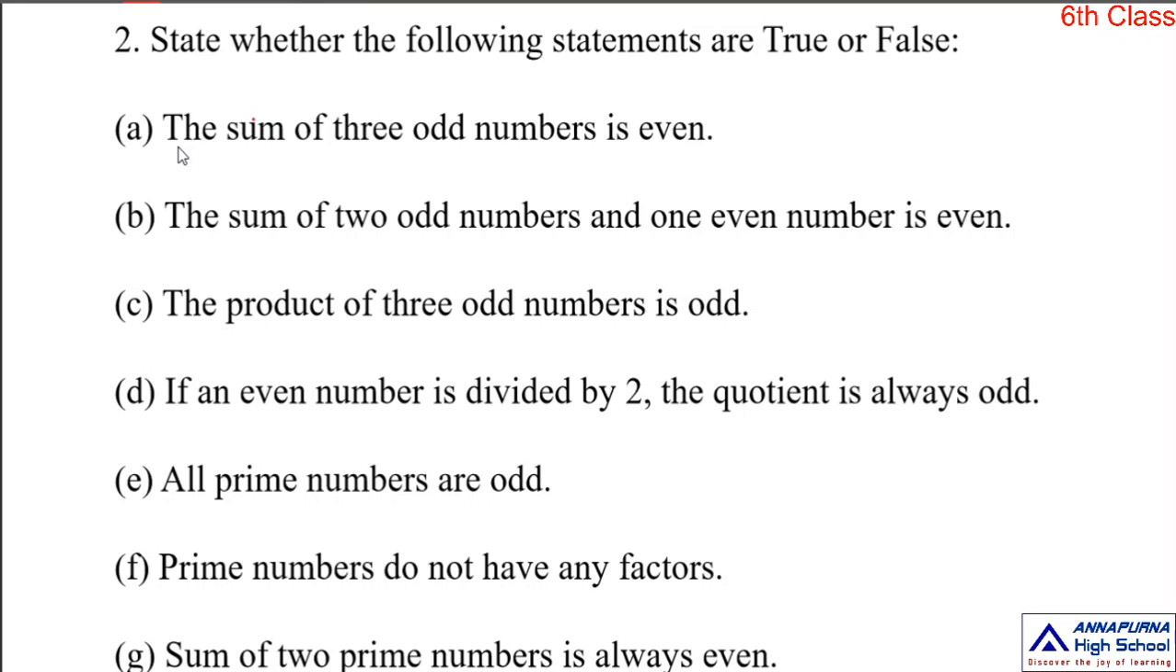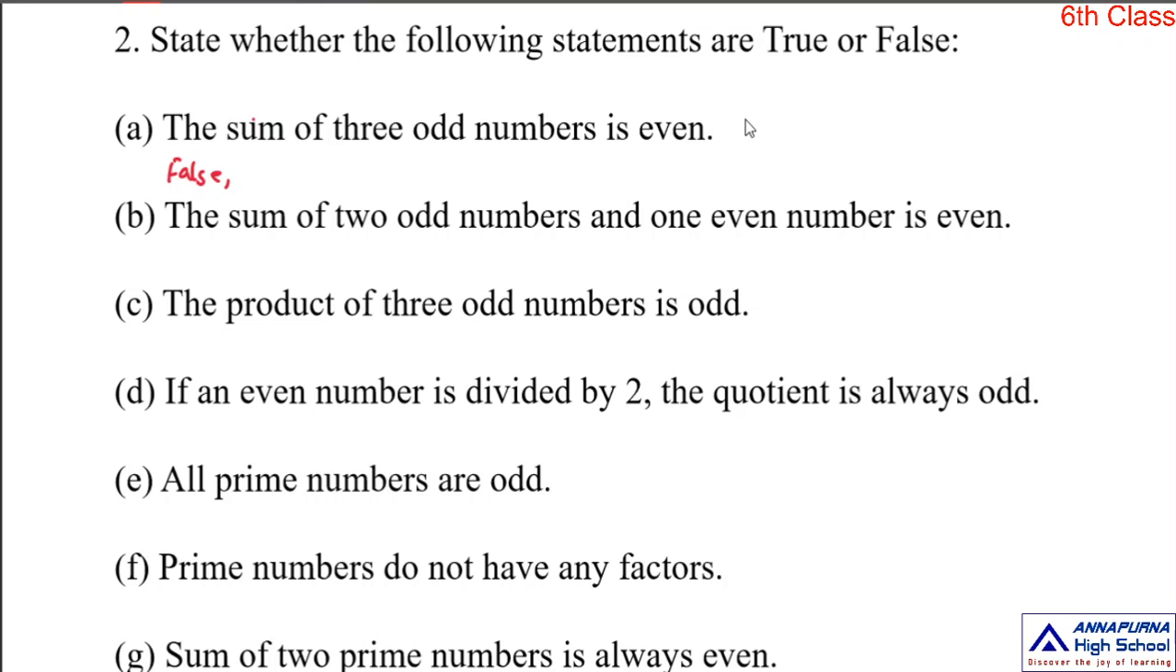First one: the sum of three odd numbers is even. Is it true or false? The statement is false. Why? Because the sum of three odd numbers is always odd. First, we check the result once. We take three odd numbers and add them. We check the result, odd or even.